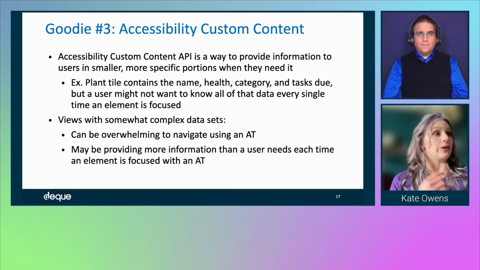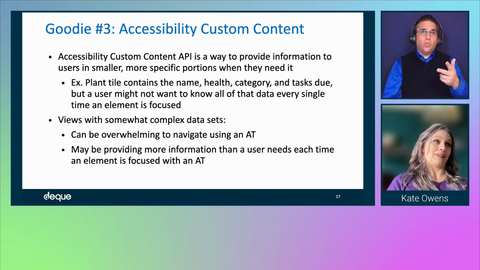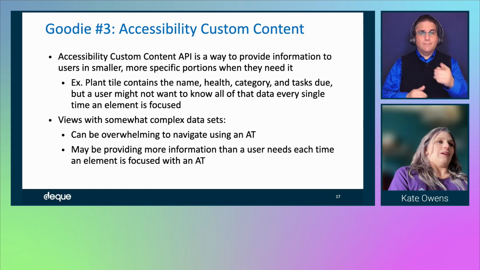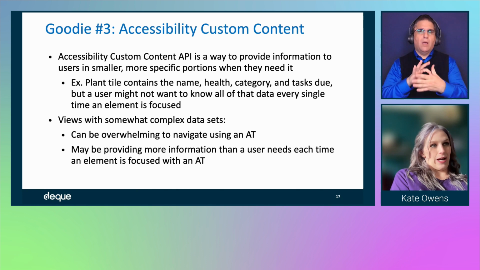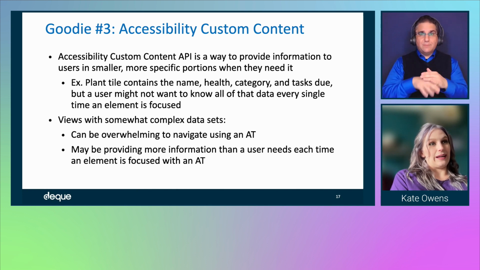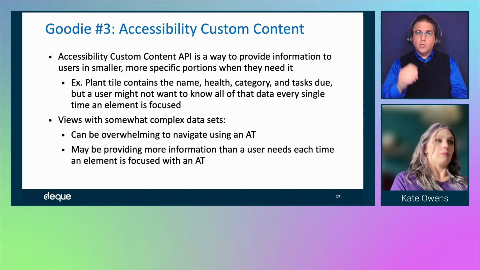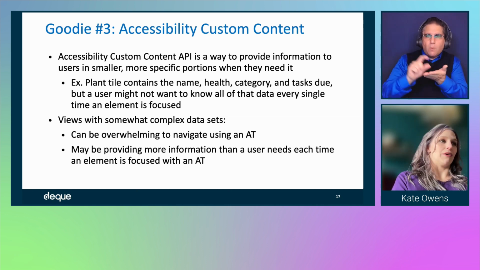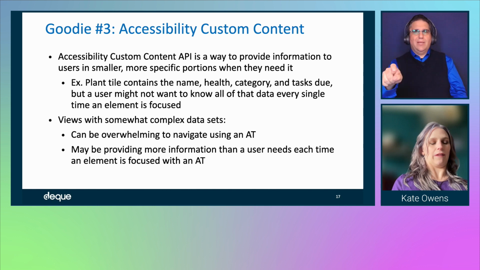All right, our third goodie. This is one of my most favorites. It is the accessibility custom content. So the accessibility custom content API is a way to provide information to users in smaller and more specific portions, specifically when they need it. So instead of just throwing out a bunch of stuff all the time, it's a little bit more focused, targeted.